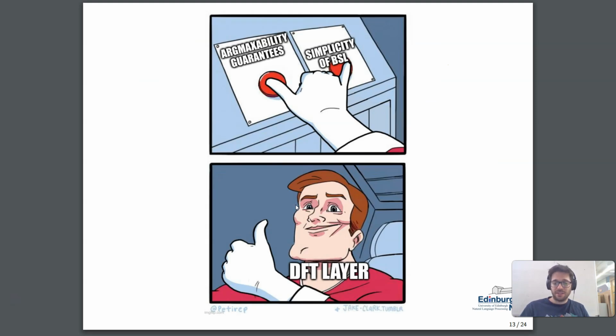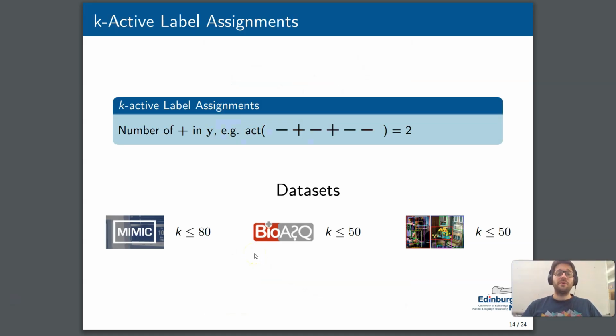The nice thing about this output layer, which we call a DFT layer, is that it retains the simplicity of a BSL, but also provides us with the argmaxability guarantees we like. Recall that all 3 datasets we fit our models on have label assignments that are sparse. More specifically, all label assignments have an upper bound on the number of active labels, K.